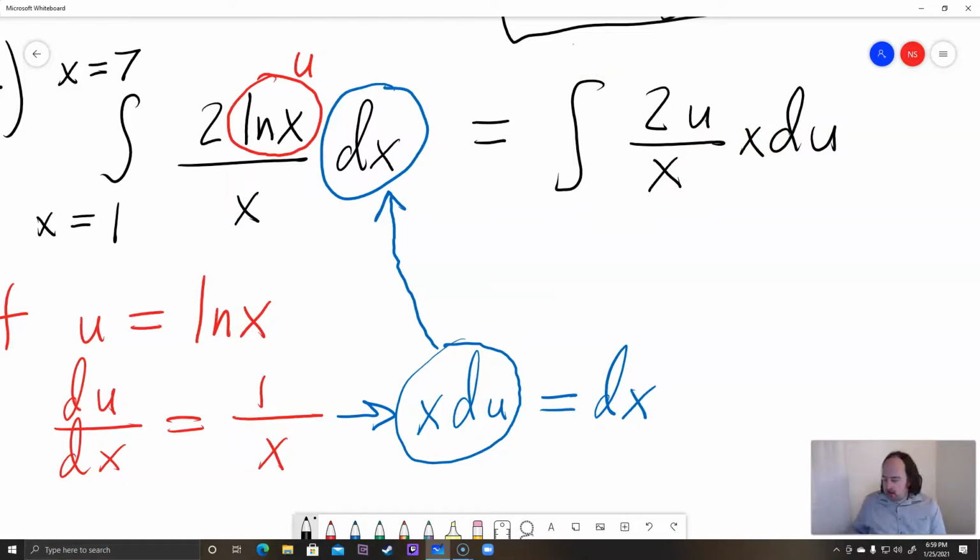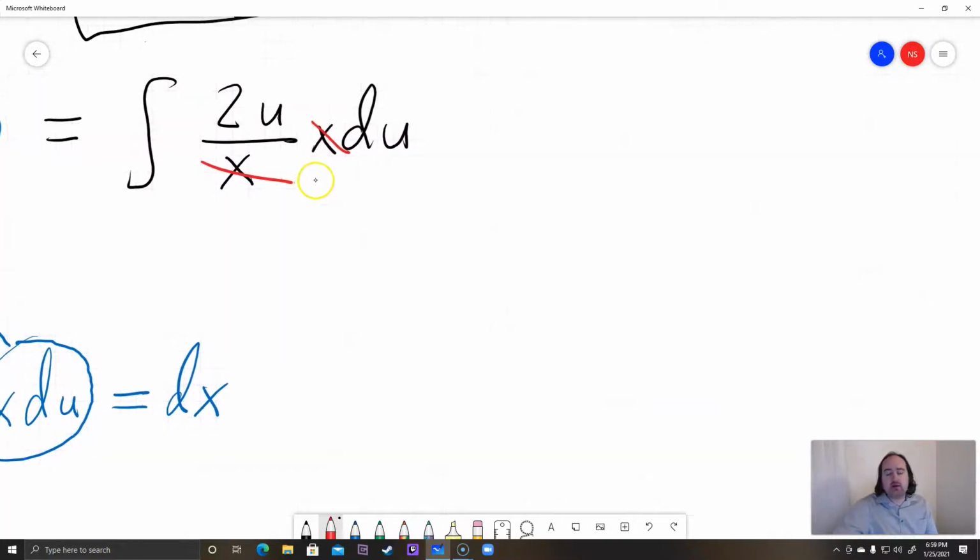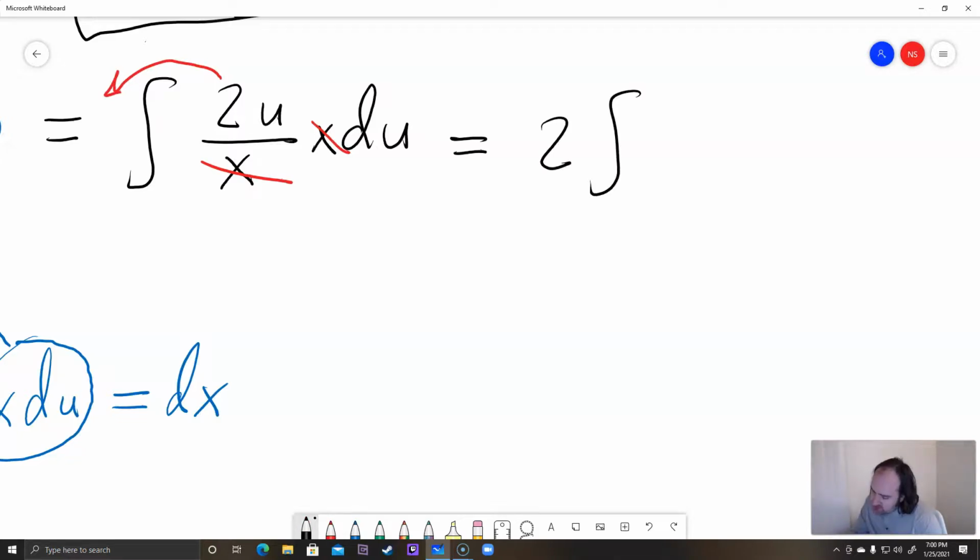Okay? And then we can see that these x's cancel out over here. So we're actually going to be doing the integral of 2u du. Now remember, when you're integrating, just like with derivatives, a constant times the variable doesn't matter. So you can bring the constant out front. If I bring the 2 out front, then I have 2 times the integral of u du.